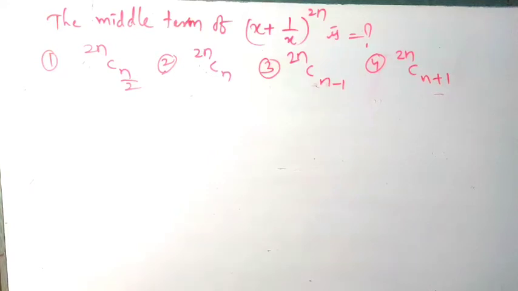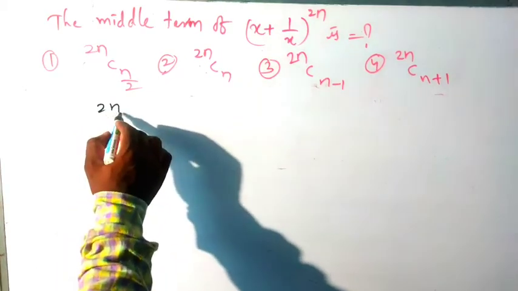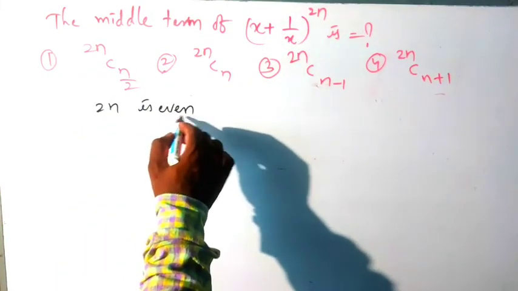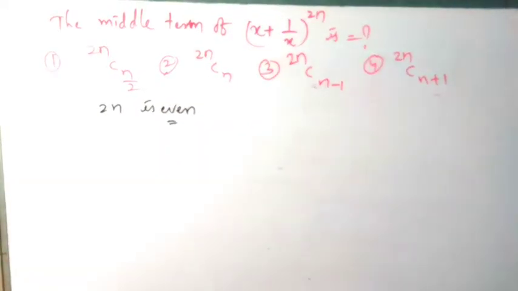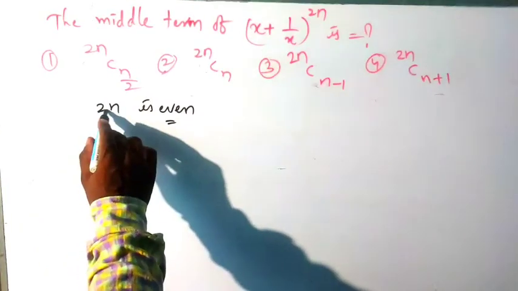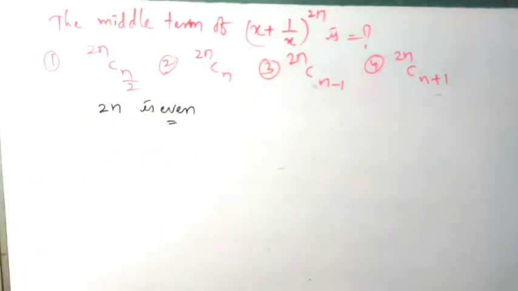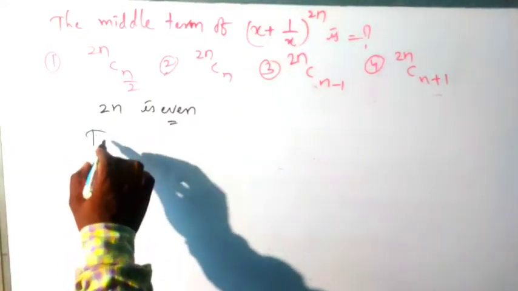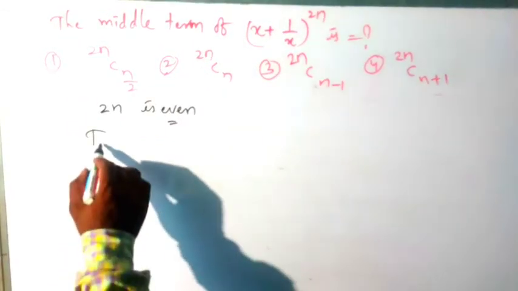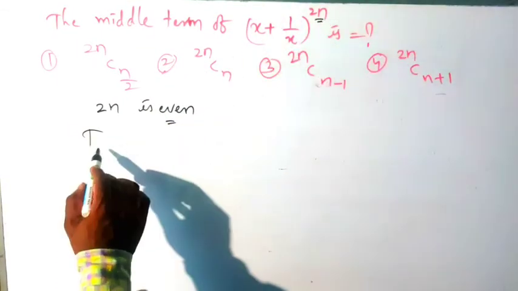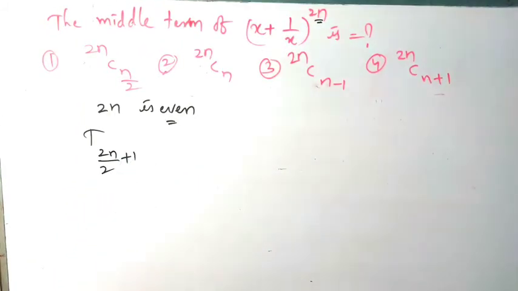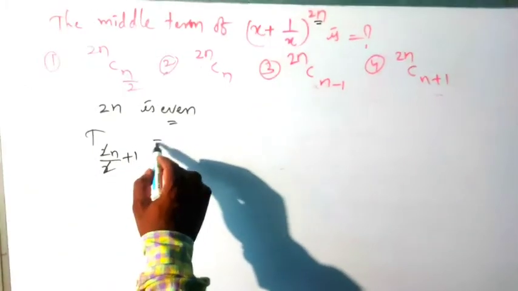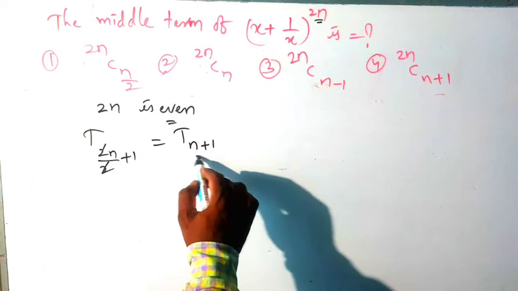Now see here, is 2n even or odd? Observe that this is even. Why? Because suppose n equals 1, we get 2; n equals 2, again we get 4, which is also even. So 2n is an even number. Now we find the middle term of the given expansion, that is t(n/2 + 1). Here n is replaced by 2n: 2n/2 + 1, the 2 gets cancelled, and we get t(n+1) as the middle term.